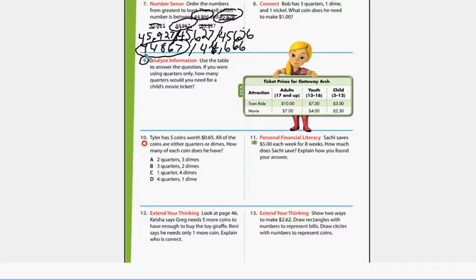Question number 9. It says, use the table to answer the question. If you were using quarters only, how many quarters would you need for a child's movie ticket? So when you go over our graph to figure out how much a child's movie ticket is, that's going to be $2.50. So we need to know how many quarters it takes to make $2.50.